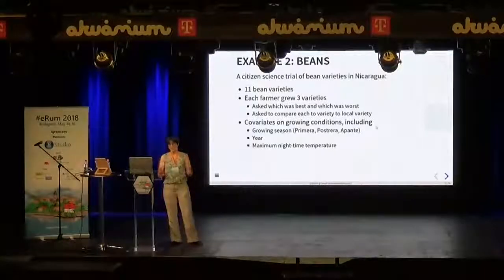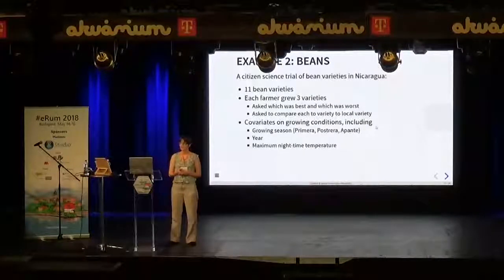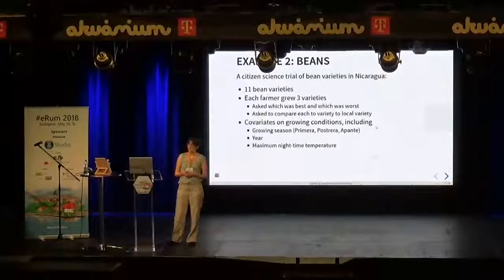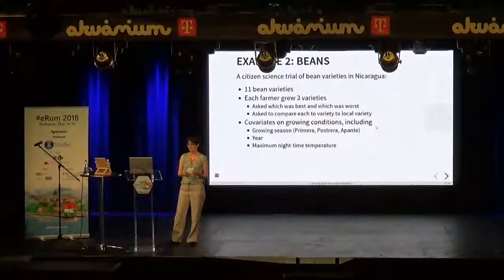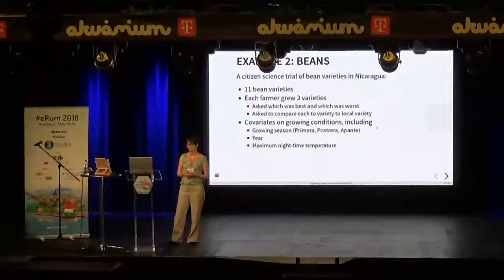And this was actually the case in our motivating example, which was a citizen science trial of bean varieties in Nicaragua. So in this study, there were 11 bean varieties, but each farmer was only asked to grow 3. They were asked which was the best and which was the worst, so this implies a ranking of 3. And they were also asked to compare each variety to the local variety, so there's also these pairwise comparisons.